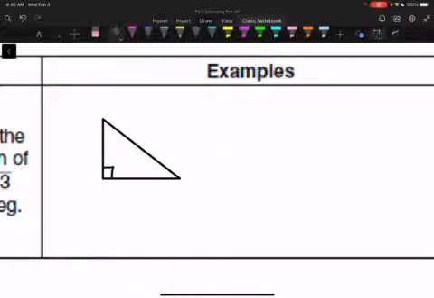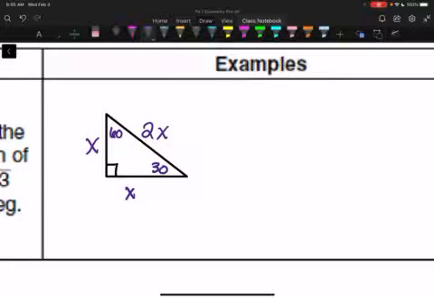Got my right triangle. Got a 30 degrees and a 60 degrees. So my shorter leg is across from my smallest angle, so this is the 30. The length of the hypotenuse is 2 times it, and the length of my longer leg is the square root of 3 times the length of the shorter leg. So there's what your triangle looks like.